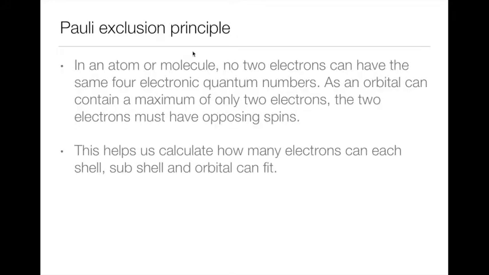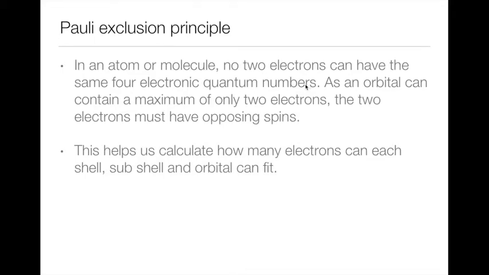First of all, the Pauli exclusion principle. What Pauli said, he was a physicist, and using this, we can calculate how many electrons each shell, subshell, and orbital can fit. In an atom or molecule, no 2 electrons can have the same 4 electronic quantum numbers. As an orbital can contain a maximum of only 2 electrons, the 2 electrons must have opposing spins.